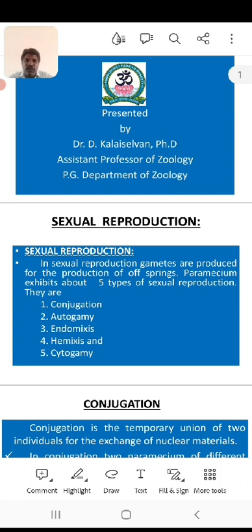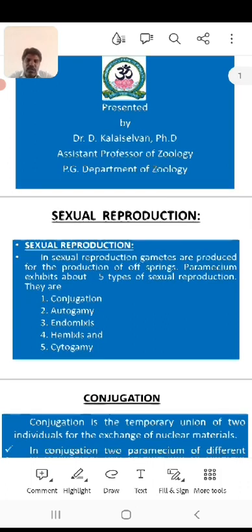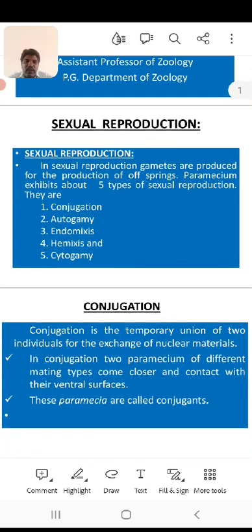Now we will discuss the first one, conjugation. What do we mean by conjugation? Conjugation is a temporary union of two individuals for the exchange of nuclear material. In conjugation, two Paramecia of different mating types come into close contact on their ventral surfaces. The Paramecia are called conjugants.